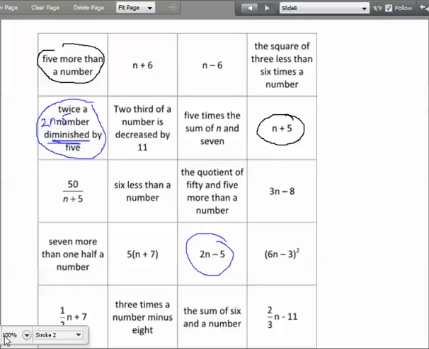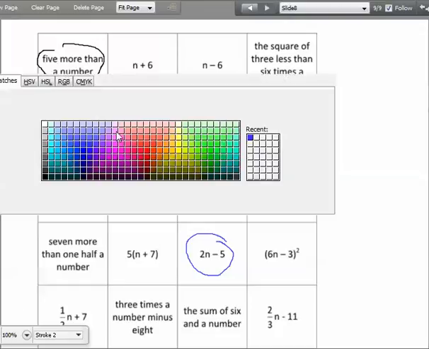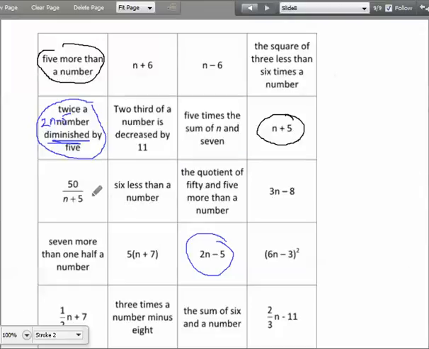Let's see if I can't pick another color here real quickly. Pick pink. So this one says 2/3 of a number decreased by 11. That would be 2/3 of a number minus 11. So, I see that one. It's right down here. 2/3 of a number decreased by 11. Cool.